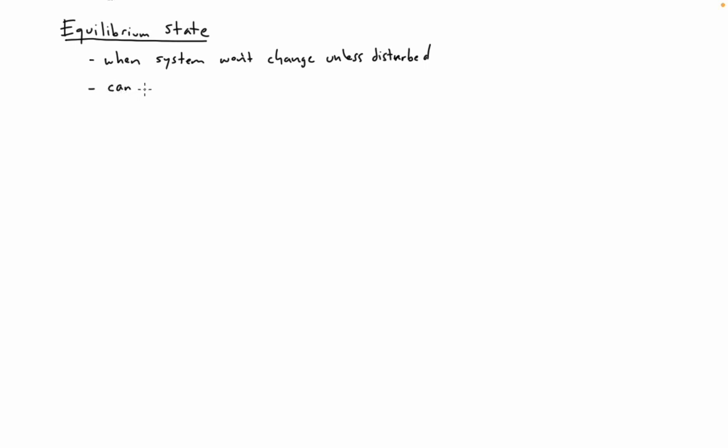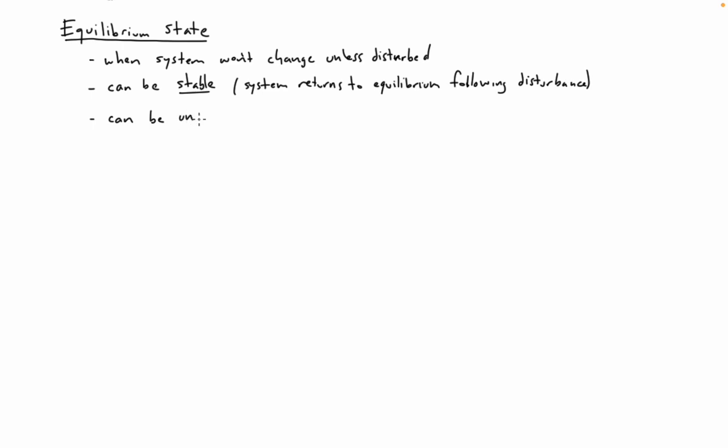And equilibriums can be what we call stable. And by stable, we mean that the system returns to equilibrium following a disturbance. An equilibrium state can also be unstable, although these are less common. But this would be a system that does not return to equilibrium.